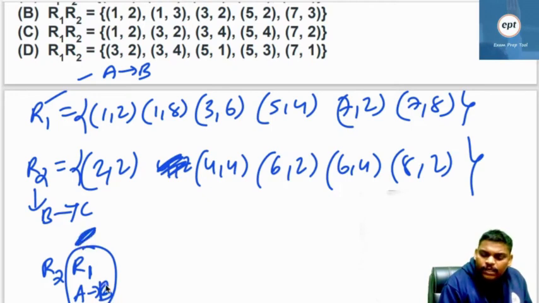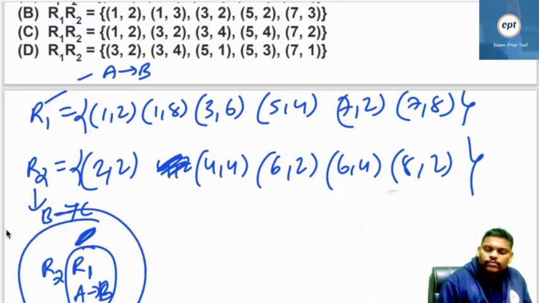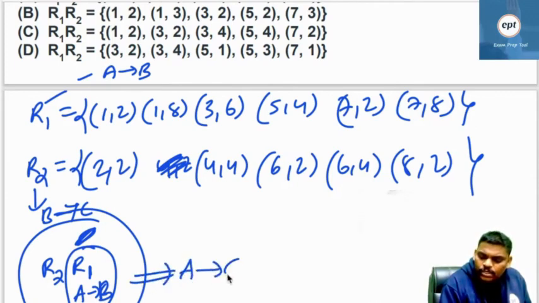R1 is completed, you have B. With that B, R2. So this goes from A to B, and at the end of this one you got B, B to C. Finally A to C will come. Finally this is A to C. Be careful.